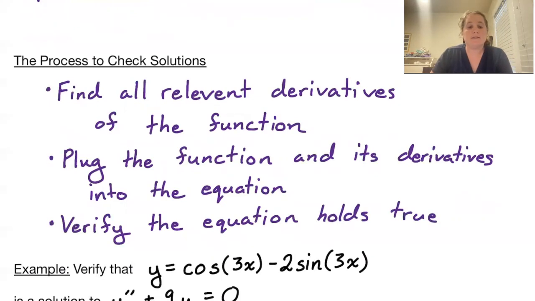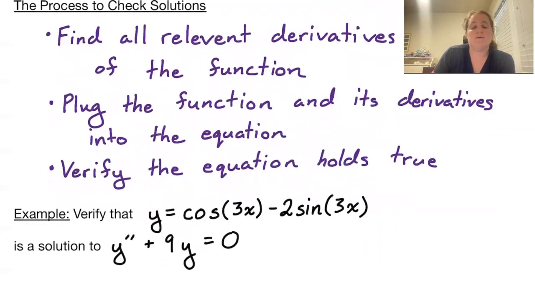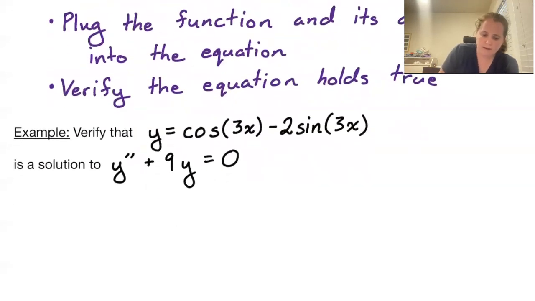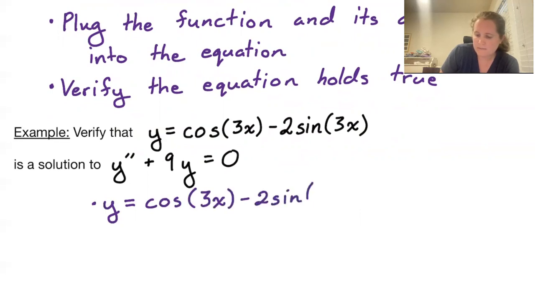So for our first example, our job is to verify that y equals cosine of 3x minus 2 sine of 3x is a solution to y double prime plus 9y equals 0. So we have y equals cosine of 3x minus 2 sine of 3x, which we will be plugging in. Then we need to find y prime in order to find y double prime.